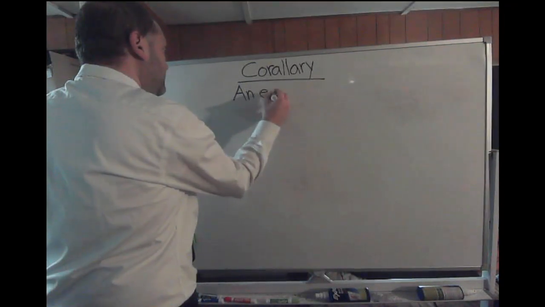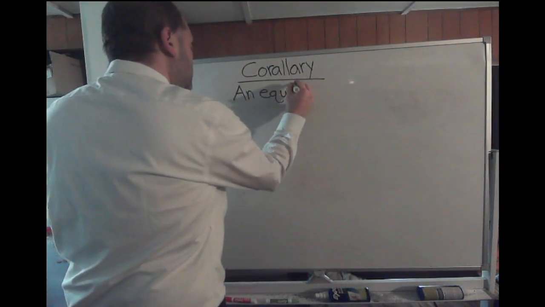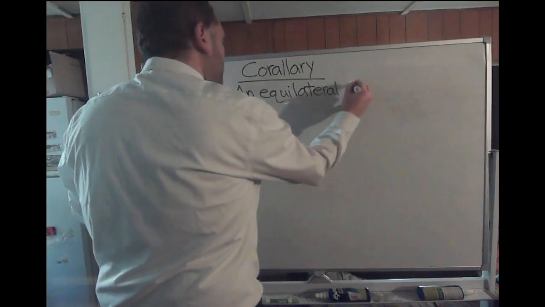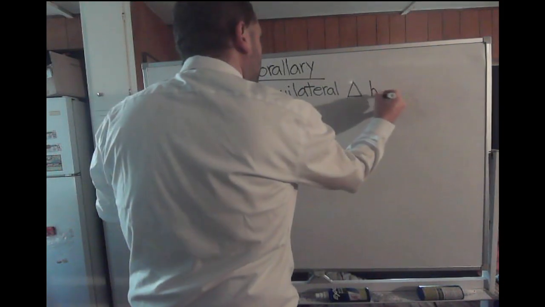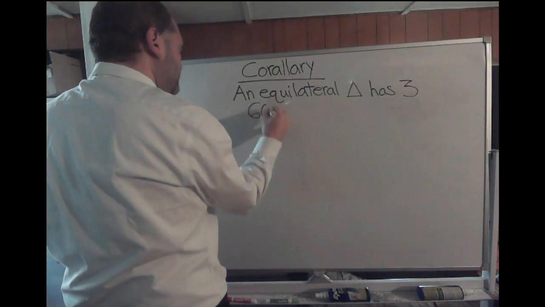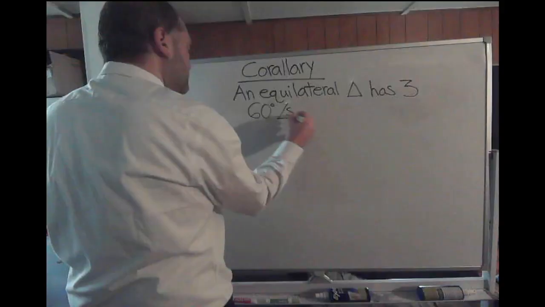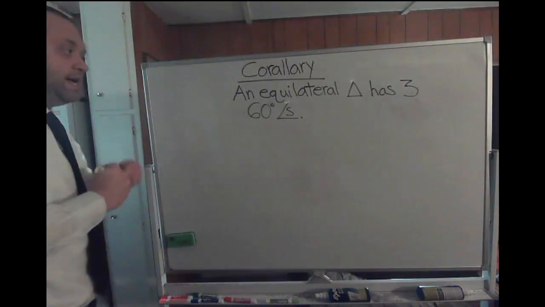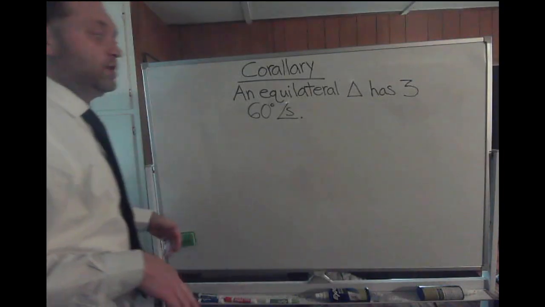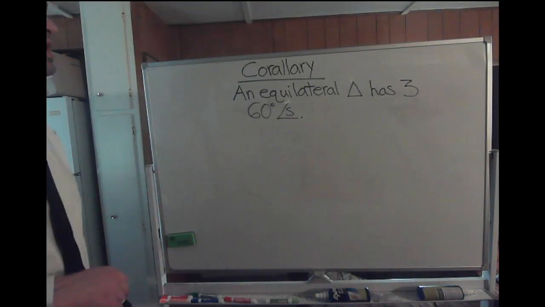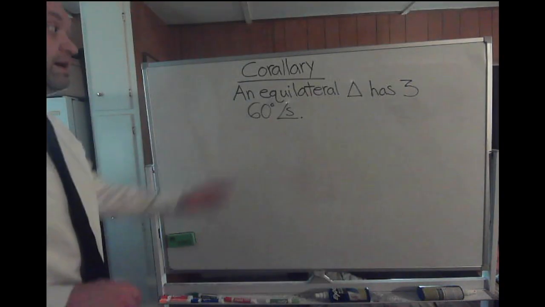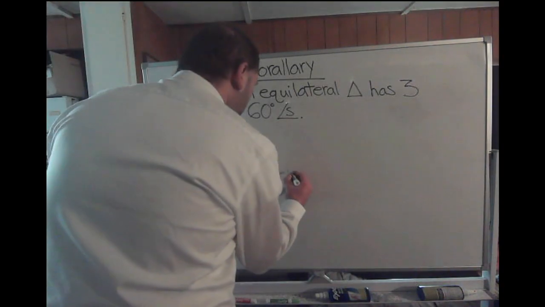An equilateral triangle has three 60-degree angles. So in a few lessons back, we talked about how an equiangular triangle has three 60-degree angles. Well, if an equilateral triangle is an equiangular triangle, that means it also has three 60-degree angles.